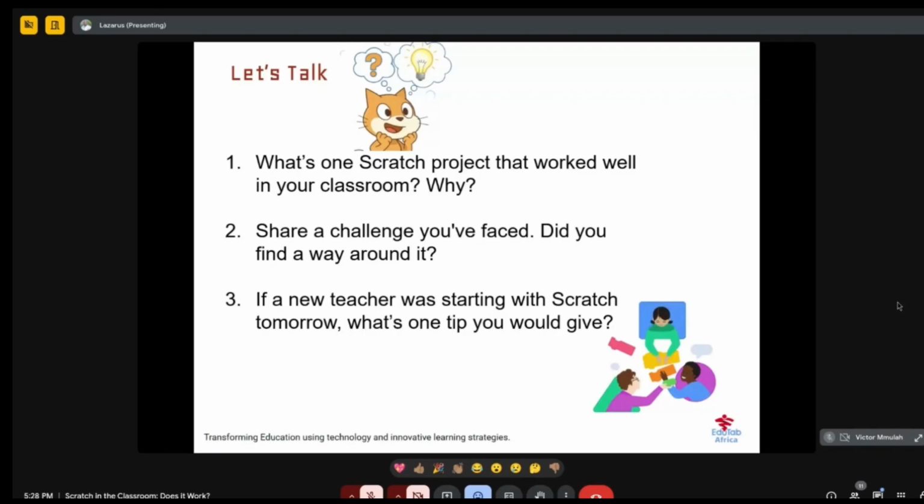Then you're able to share a challenge that you faced, or even challenges, or things that worked well. Let me not say that all are in singular, so there can be a number. What worked can be various things, and challenges can also be various things, and something that you can mention to a teacher who is new to Scratch. So feel free to come off mute and share your experience, and you can also use the chat area if that's okay, Humphrey. Karibu sana.